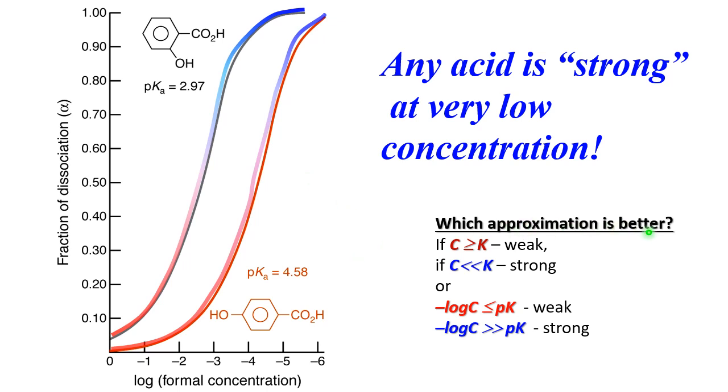So which approximation is better, weak or strong? If concentration is larger than Ka or equal, the weak acid approximation will work. If concentration is much smaller than Ka, you better use the strong acid approximation. Or if the negative log of concentration is smaller than pKa, it's weak. If the negative log is much larger than pKa, it's strong.